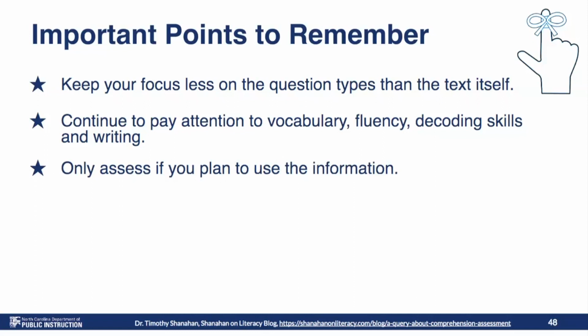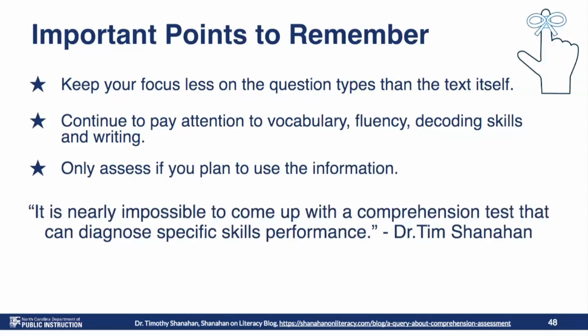Oftentimes we assess, but then if we're not actually going to use that to do something, is there something else you can do instead? So can we just ask questions at the end or pull the questions throughout to tell whether or not our students are understanding, not to spend so much time just on assessing? Because what we do know is it's nearly impossible to come up with a comprehension test that can diagnose specific skills performance, because comprehension is the product of how that process went.